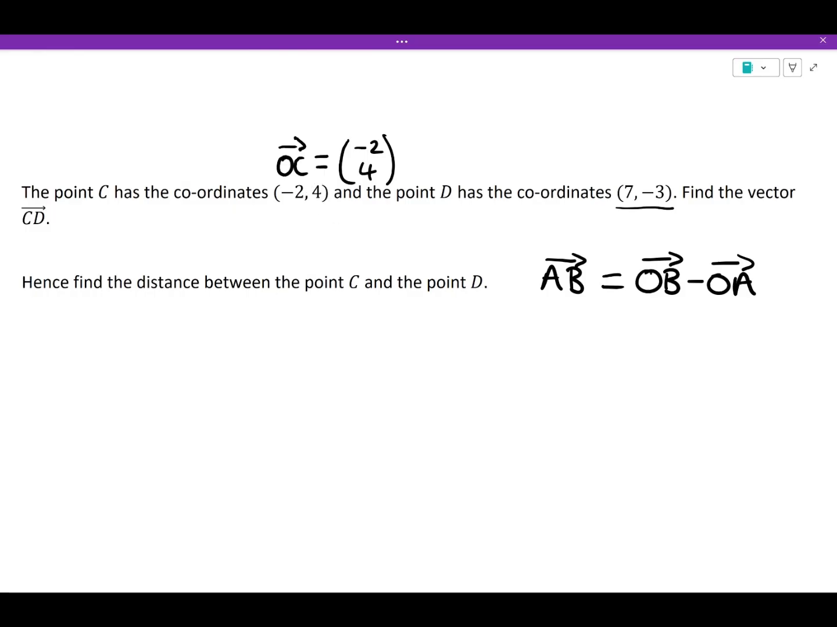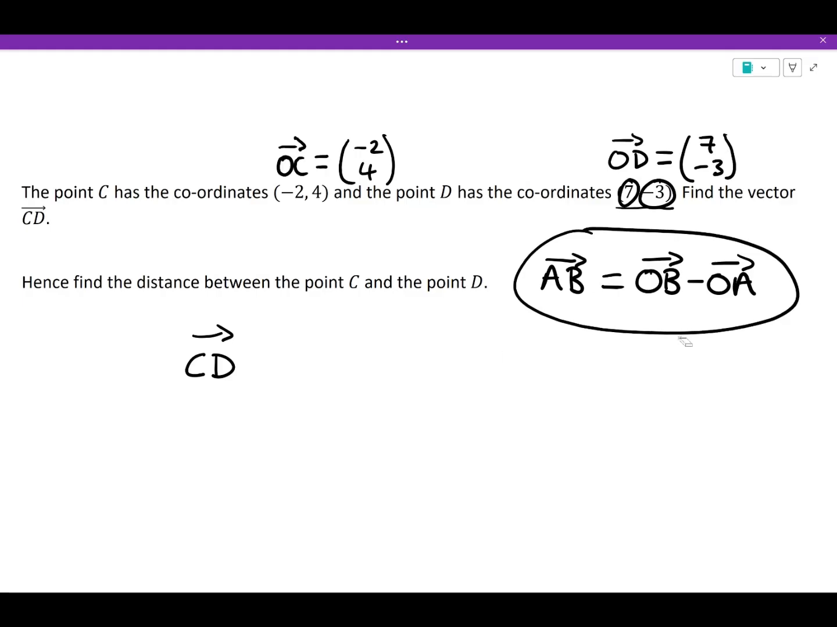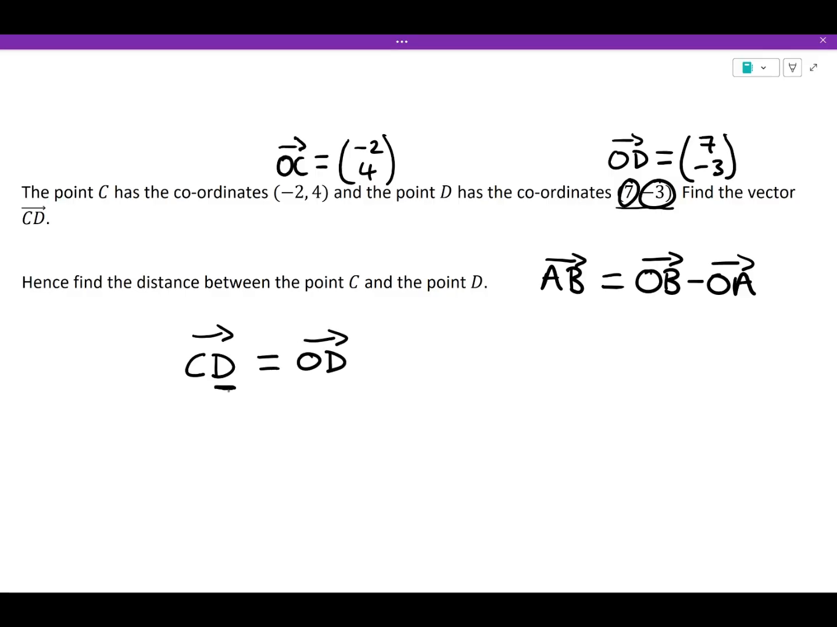Now, if we look at the point D, we also have its coordinates. So I can write out the position vector of D. That would be O to D, and that's going to be equal to 7, and then -3, like that. So I've got the position vector of the 2 points we're interested in. We now need to find the vector C to D. So if we look at the formula, which I have got over here, you do the position vector of your destination, which is D, so O to D, subtract the position vector of your start point, which is O to C, like that.